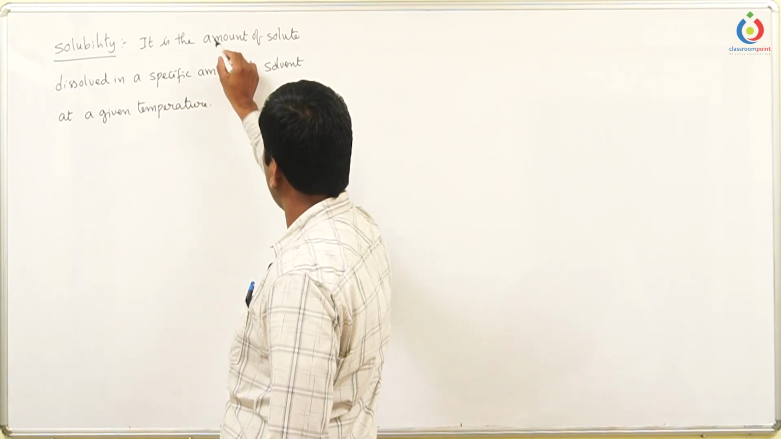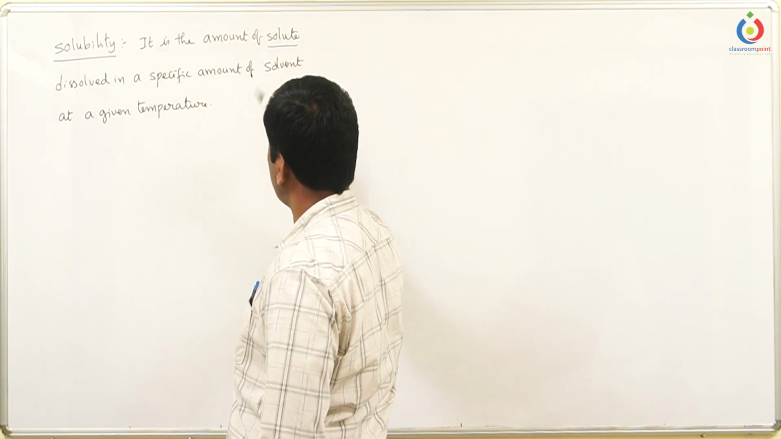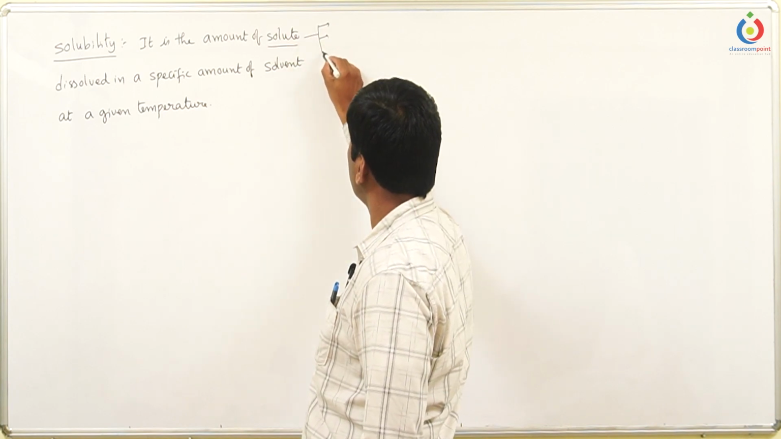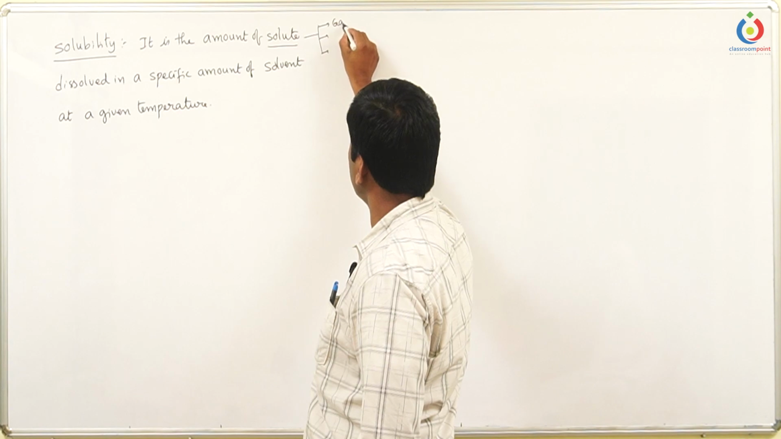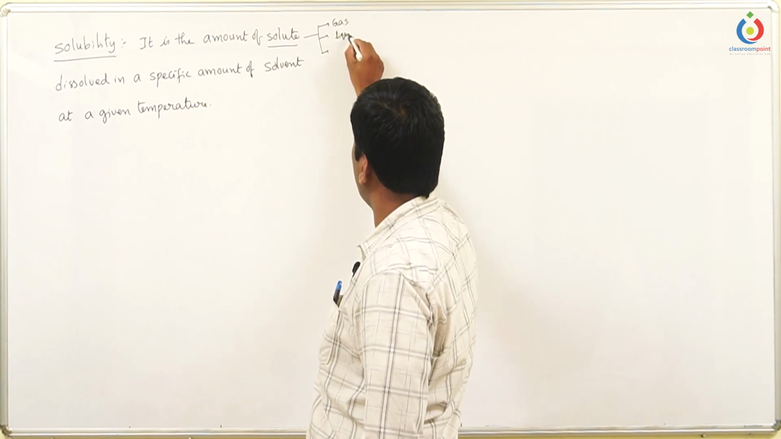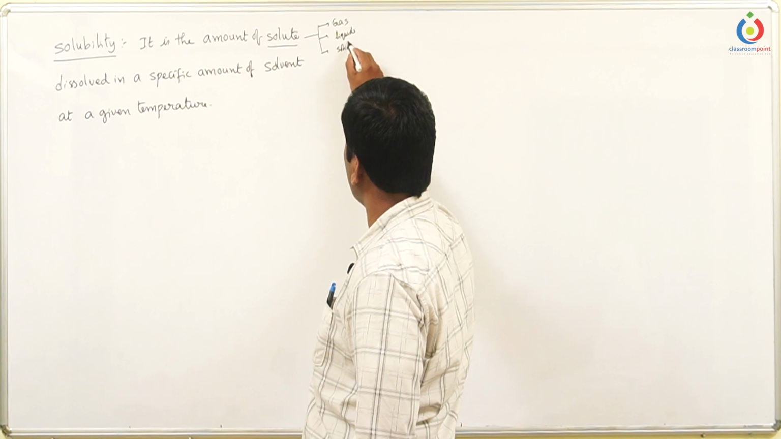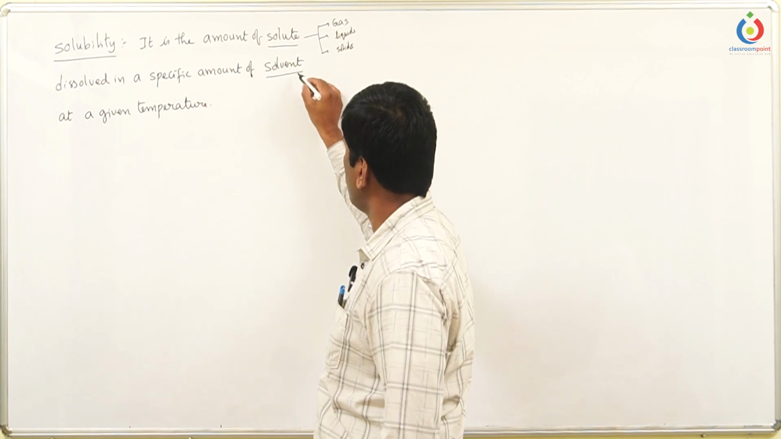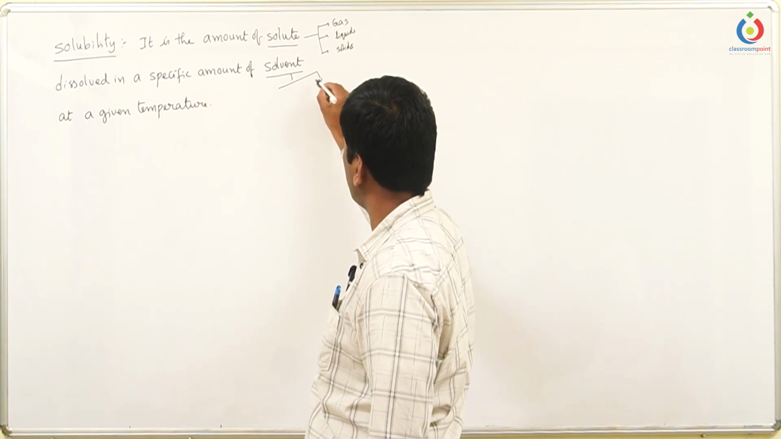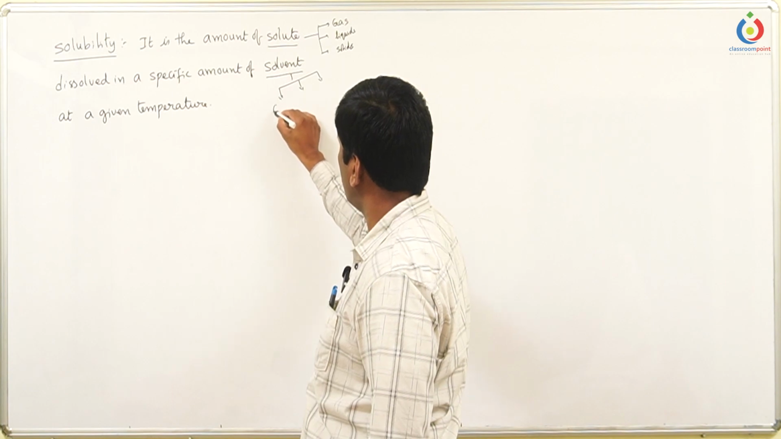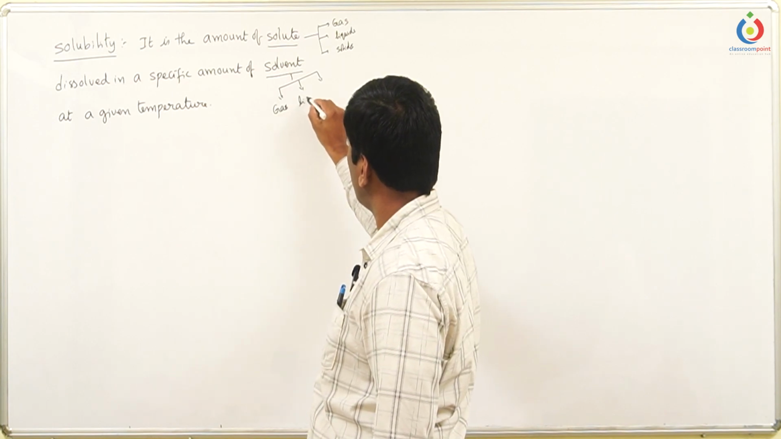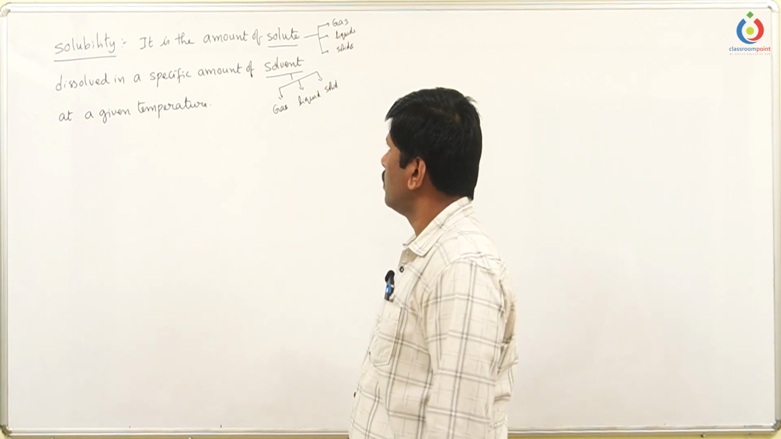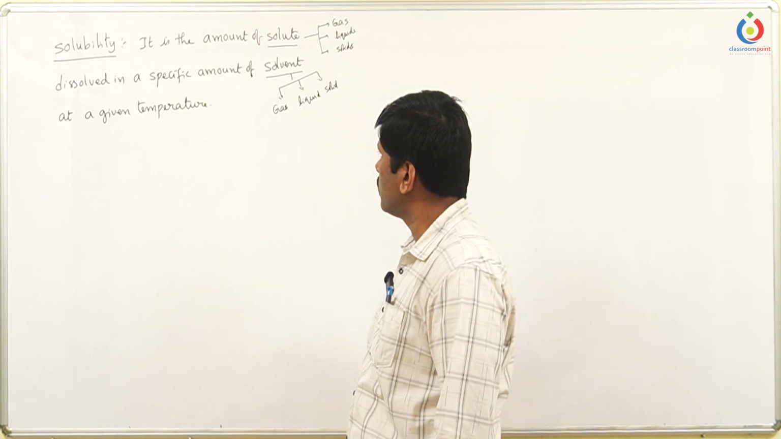So here they said the amount of solute. Solute means it may be in any of the physical forms: you can take gases, liquids or solids. Solvent also could be in any of the physical forms of matter, that is, the gaseous state, the liquid state, or the solid state. So solute and solvent could be any of these physical forms.